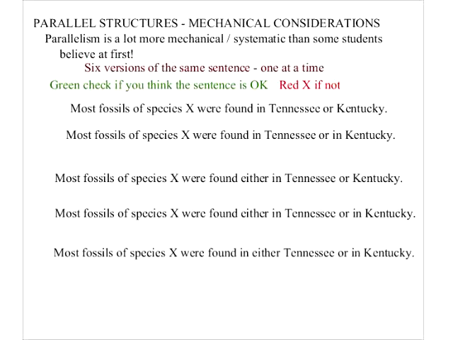Two more, green check, red X. Most fossils of species X were found either in Tennessee or in Kentucky. Sorry, in either Tennessee or in Kentucky. And finally, this last one. Most fossils of species X were found in either Tennessee or Kentucky.